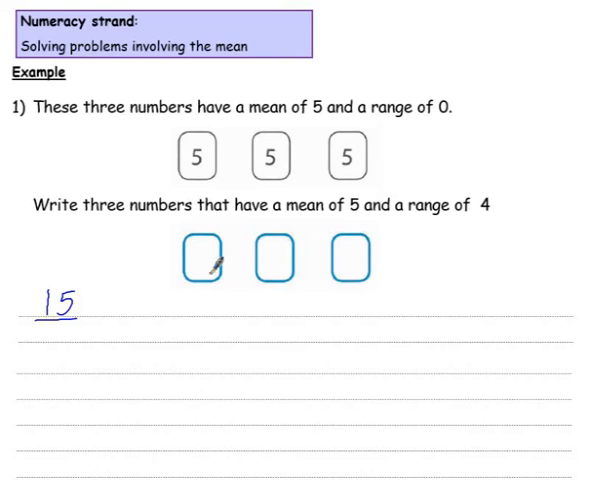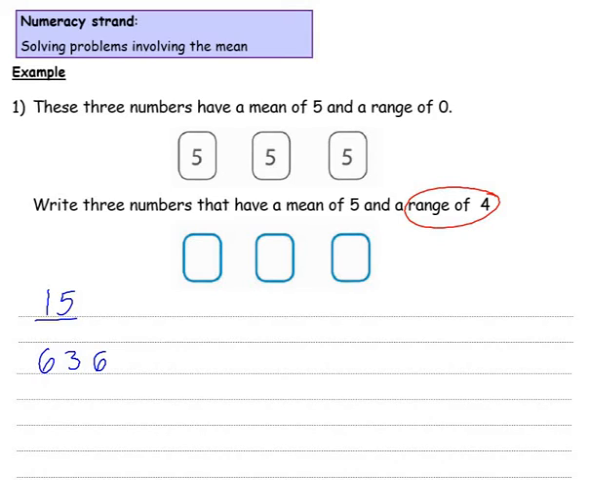So we could have 6, 3, and 6 again, sorry. But 6 add 3 is 9, add 6 is 15. And 15 divided by 3 is 5, so that will give us the mean of 5. However, it will not give us the range of 4. Because in this question, the range, don't forget, it's biggest take away the smallest, is 6 take away 3, which is 3. So the range, we're close, but it's not quite right.